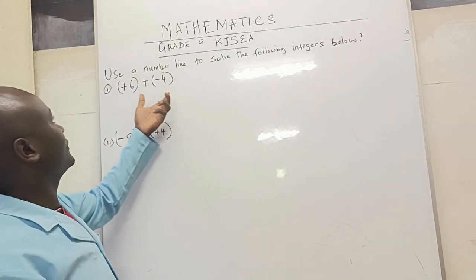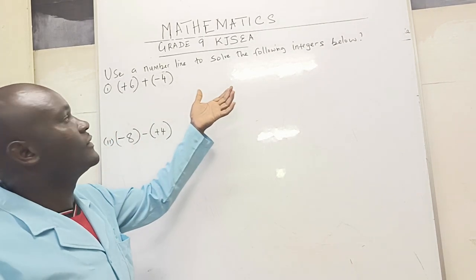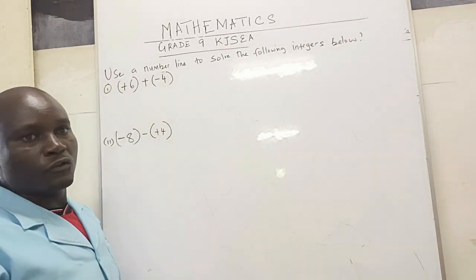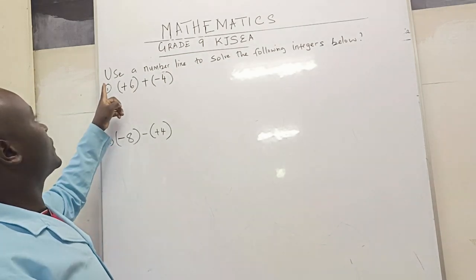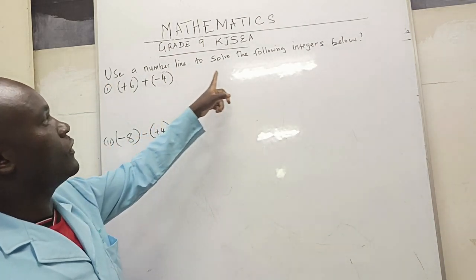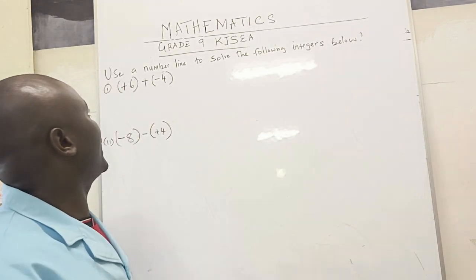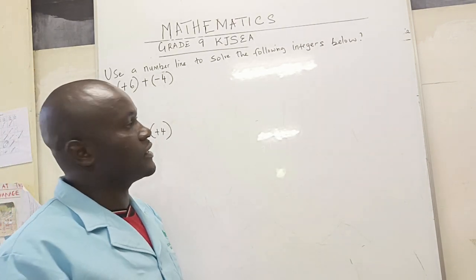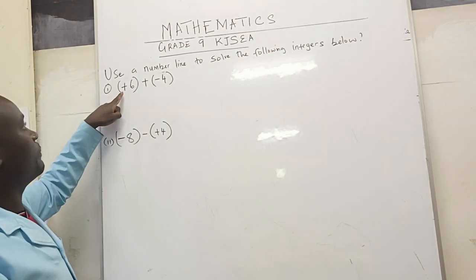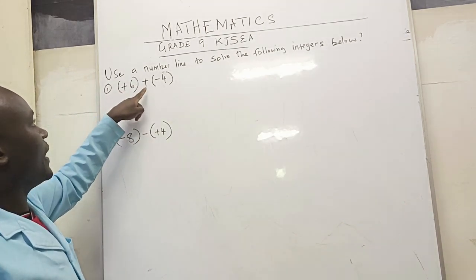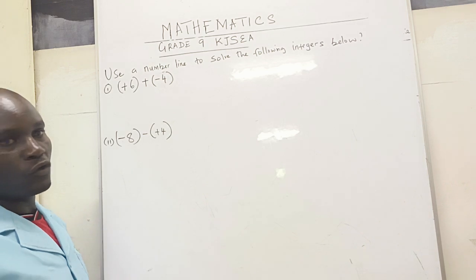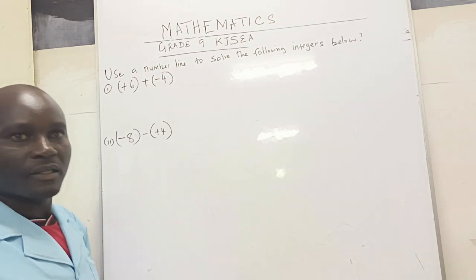Here we have a question for grade 9 candidates who are going to sit for the exams. Use the number line to solve the following integers below. The first one is positive 6 plus negative 4.